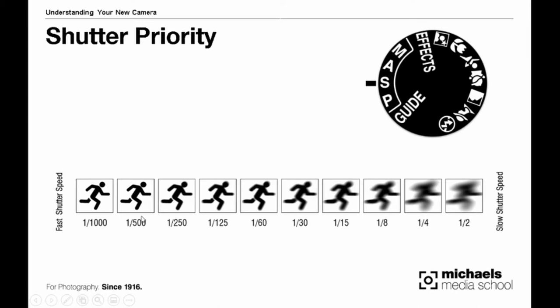But what you can see here is that as the number gets quicker, we're freezing our subject, and as it gets slower, we're starting to blur our subject. All right, and sometimes we want things to be blurry. We'll see reasons why in a little bit.